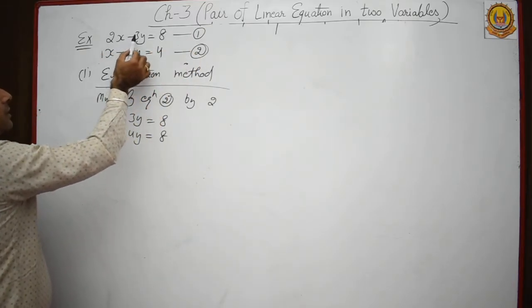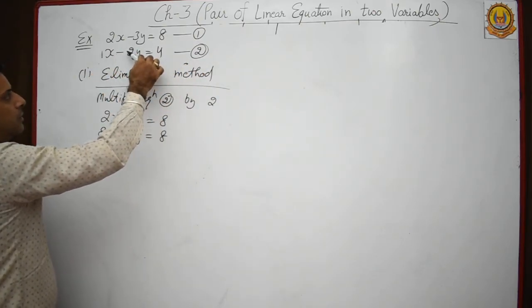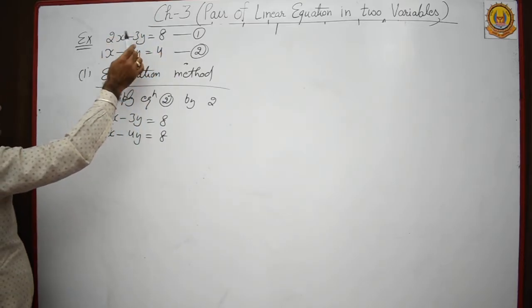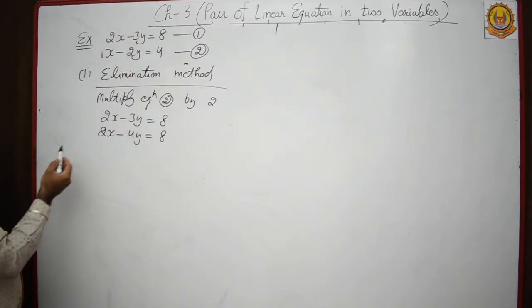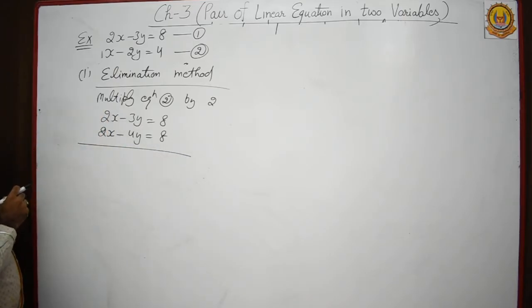And suppose if here 3 is there, multiply equation 2 by 3. So you have to multiply these coefficients to the opposite equation. Okay? So here I have just made the coefficient of the x variable the same. Now I have to eliminate.